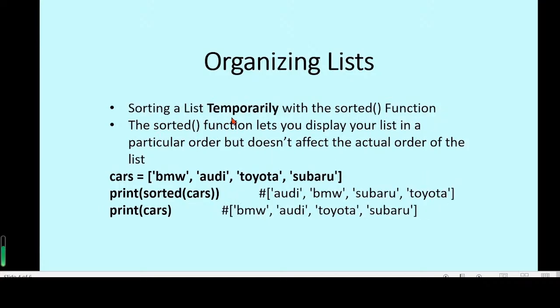So sorting a list temporarily with the sorted function. The sorted function lets you display your list in a particular order but doesn't affect the actual order of the list. So this is a list of 4 cars. You can use sorted cars. So it will show the list in a sorted order. But if you print the cars again, the order has not been sorted. It has the original order.